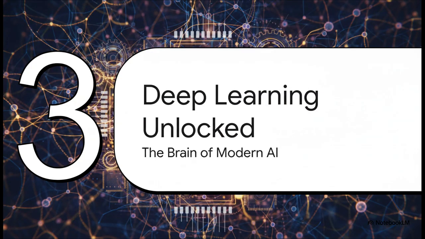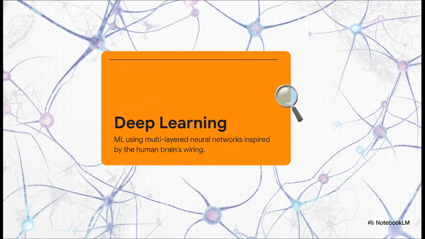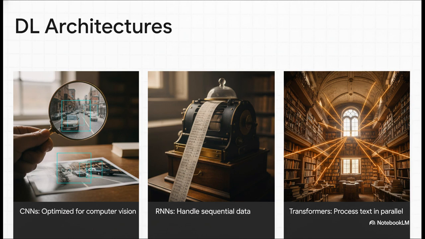Moving down another layer. Part 3, Deep Learning Unlocked. Deep learning is an even more specialized slice within machine learning. This is where things get really cool. It utilizes multi-layered artificial neural network architectures that are heavily inspired by the biological wiring of our own human brains, specifically how our neurons and synapses fire. We're talking about millions of artificial neurons linked across dozens, sometimes hundreds of hidden layers, capable of processing incredibly complex, messy, unstructured data.